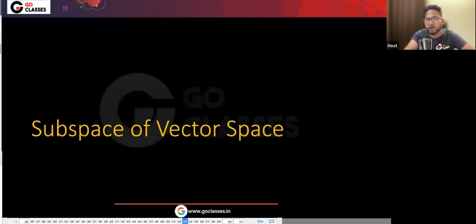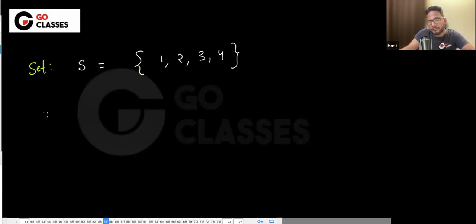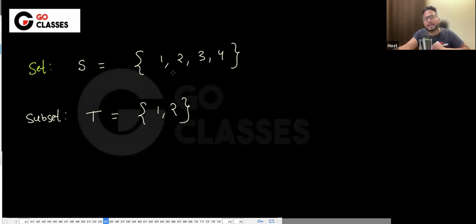Now let's see one more definition, which is subspace of a vector space. Let's suppose there's a set, and the set is S. It is 1, 2, 3, 4. Can you tell me any subset here? Let's suppose this is T, say 1, 2, right? So what is a subset? Any elements you take, you will say that it is a subset, right?